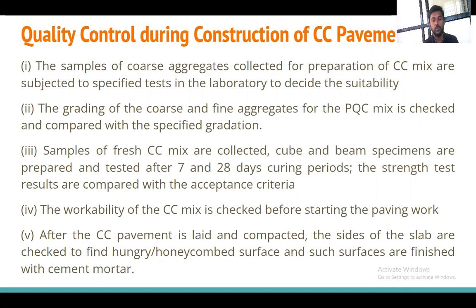After the cement concrete pavement is laid and compacted, the sides of the slabs are checked for honeycomb surface. Such surfaces are finished with cement. Okay. After the application of the cement concrete, we finish the surface, and whatever sides of the concrete are there are also to be checked for honeycombing structures. If it is there, then it is to be finished properly. If it is not, then no problem. It is okay. So in all respects, we need to check that road.